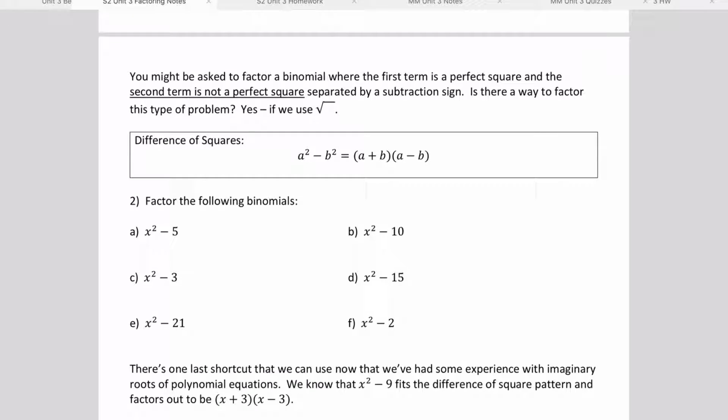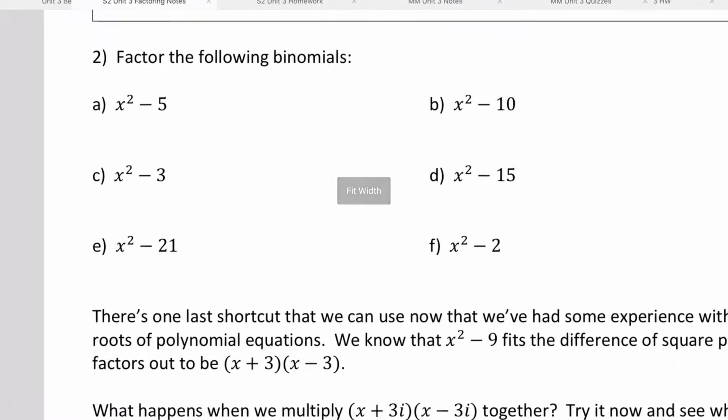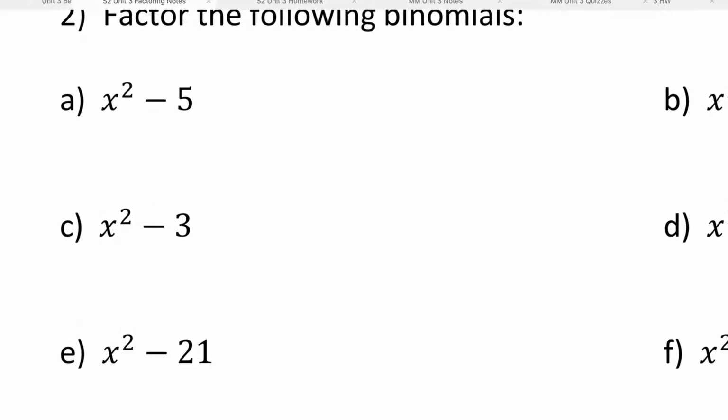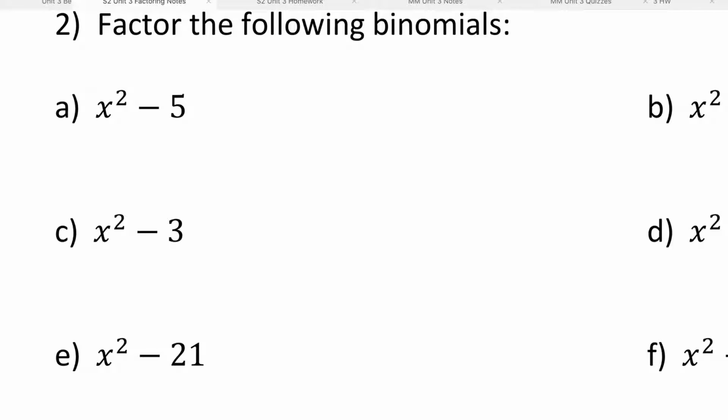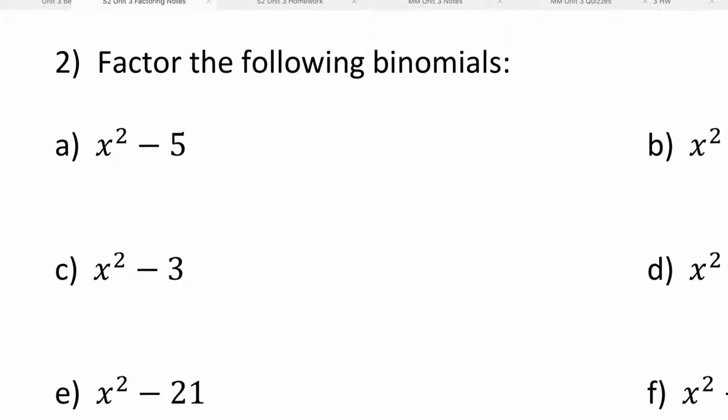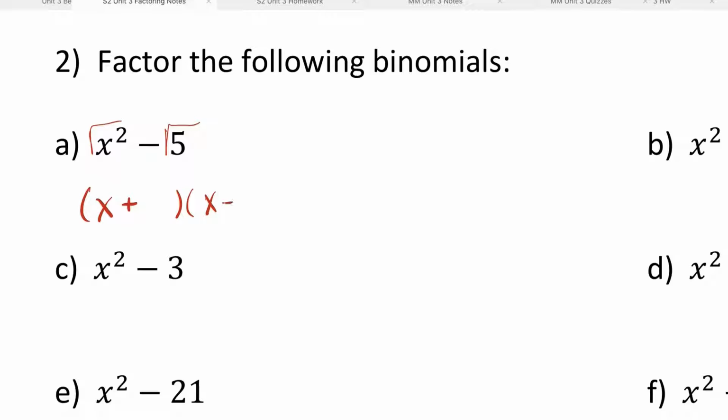All right. You may also run into problems that look kind of like this, where we have a constant that isn't a perfect square. All right, but we'll end up doing the exact same thing. We would square root the first term, we would square root the second term. Okay, square root of x squared, that gives us x. And then we'd do plus and minus.